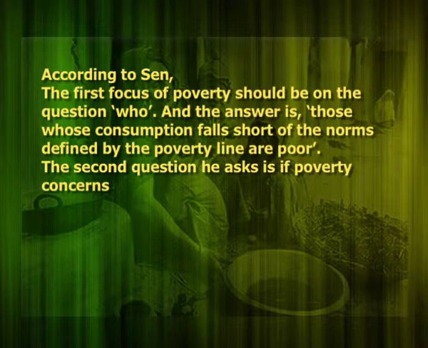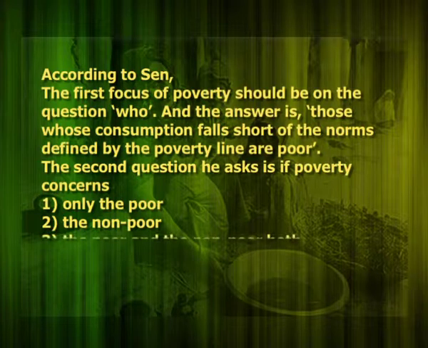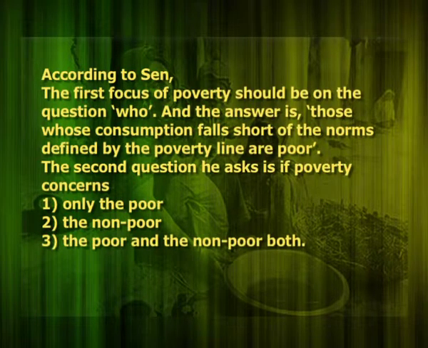The second question he asks is, if poverty concerns only the poor, number 1, number 2, the non-poor, or the third, the poor and the non-poor both. The notion of absolute poverty is thus given by the number of people who cannot meet their subsistence needs, defined by the poverty line. The notion of relative poverty is certainly about the inequality in the distribution of entitlements among different percentile groups of the population.